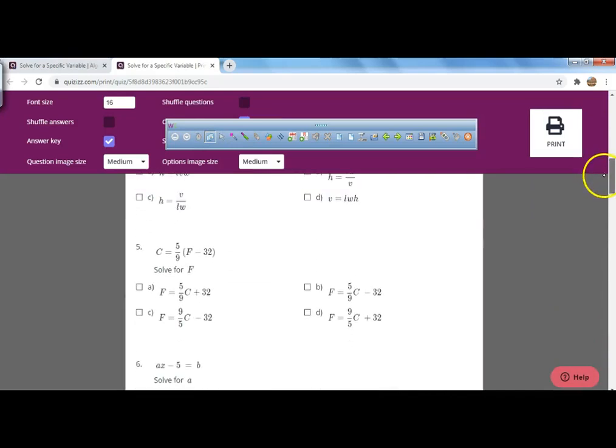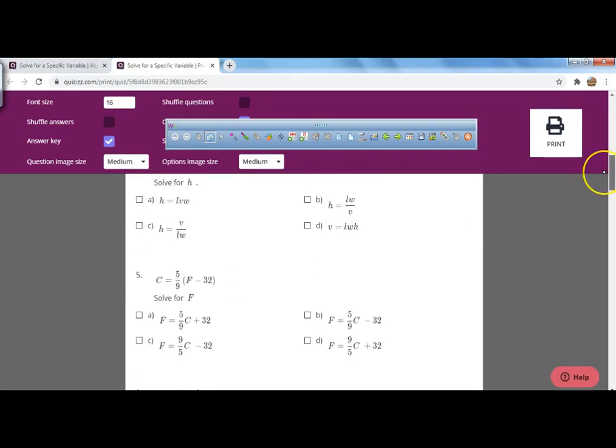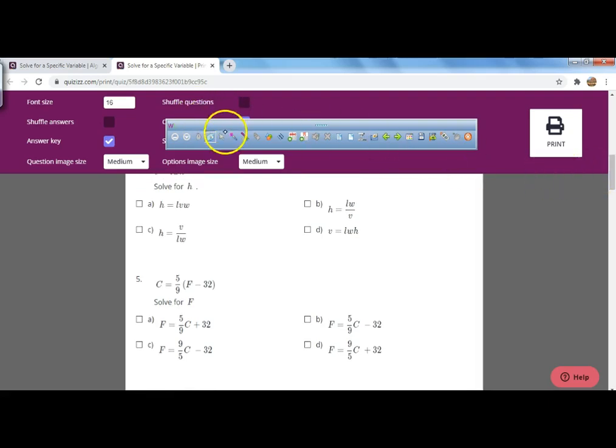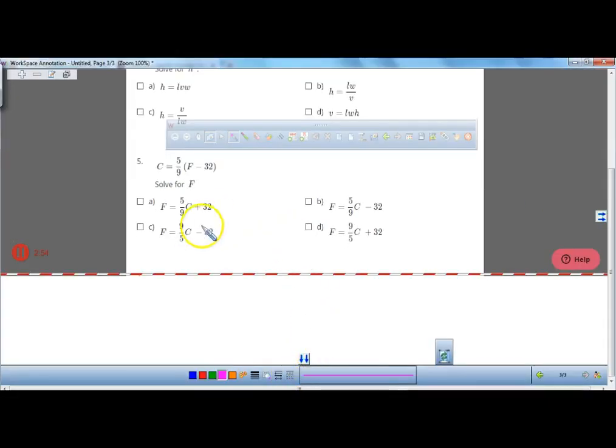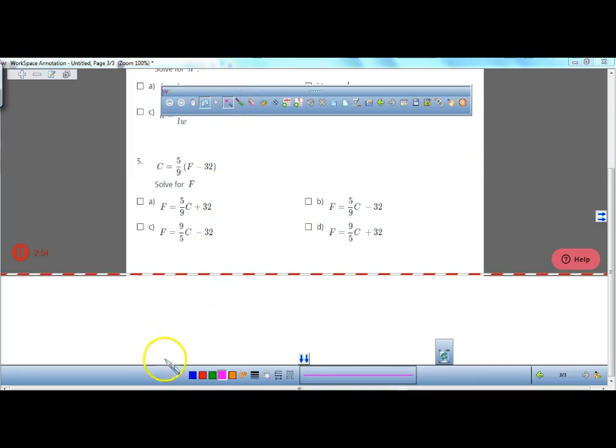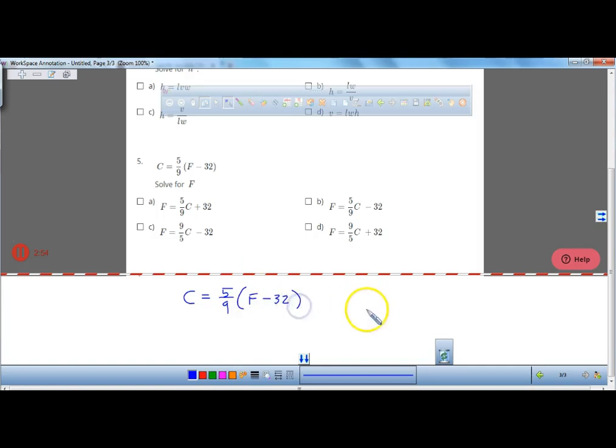Let's do a more complicated one. Ooh, I like it. Let's go ahead and move down just a little bit. We have Celsius is equal to 5/9 of Fahrenheit minus 32. This is a real world formula. Now, this one says solve for F. So how would we solve for F? The first thing you're going to do, this pesky little 5/9, I'm going to multiply both sides by 9/5.